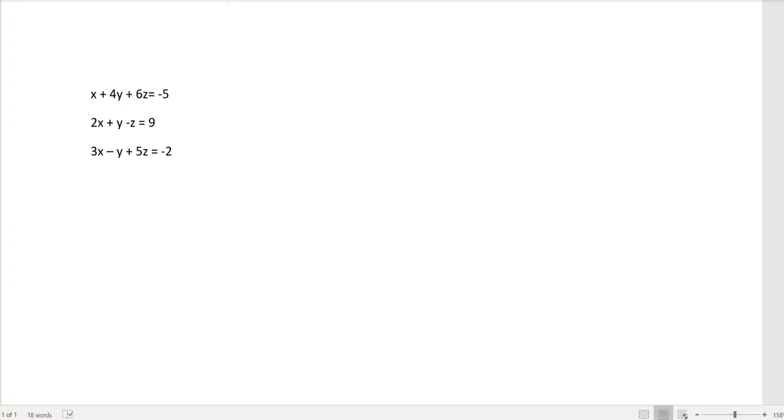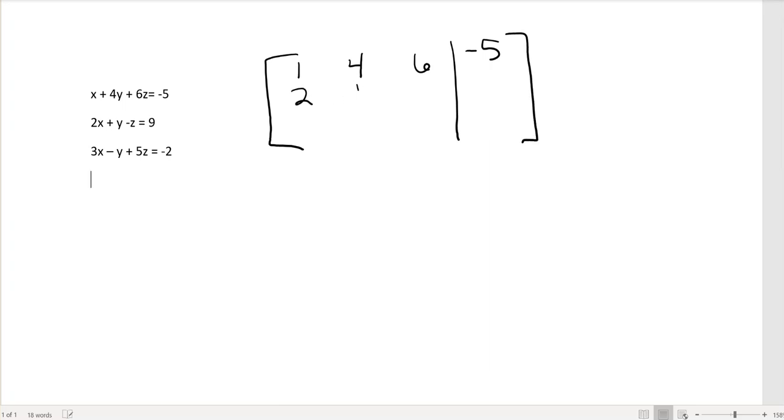All right, so step one, anytime I'm trying to do Gaussian elimination, is to change my equations into an augmented matrix. So my augmented matrix is just the coefficients. So x is 1, 4y is 4, 6z is 6, and then I have my line for the augmentation with a negative 5. Line 2, 2x, I write down a 2, y is a 1, negative z is negative 1, and then my answer, 9. 3x is 3, negative y is negative 1, 5z is just 5, and then I have negative 2.